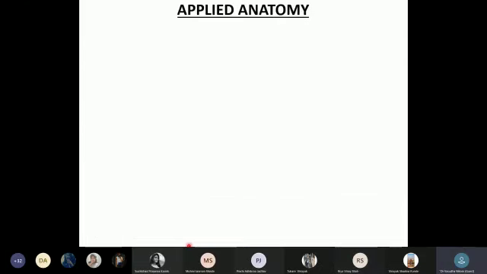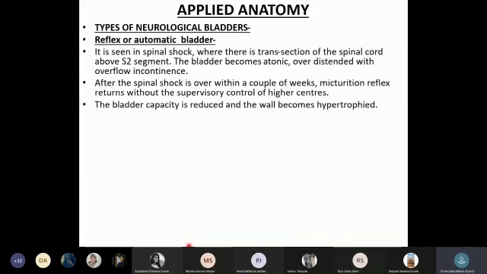Coming to the applied anatomy. Now you should know the varieties of the bladder depending upon the nerve supply. So when you go through the patients, you will understand this. We have varieties of bladders because of disturbances in the nerve supply. First is called the automatic bladder. It is also called the reflex bladder.